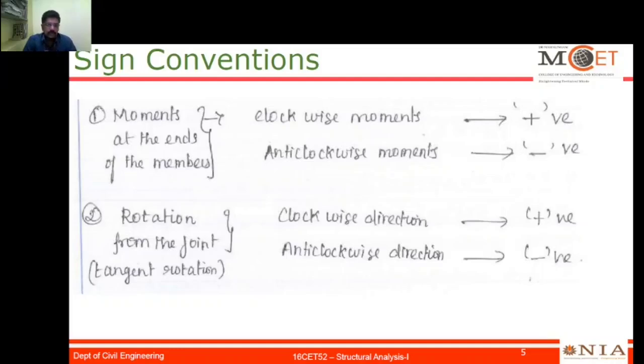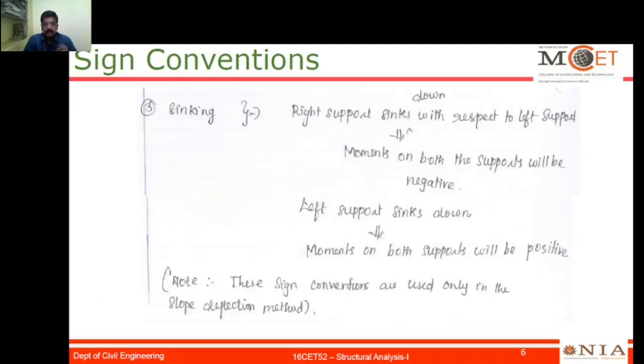Rotation means the joint rotation. Even for joint rotation, if there is clockwise rotation, then we will consider it as positive, and if it is anti-clockwise rotation, then it will be considered as negative. Next is sinking. Sinking means going down. In some problems we will have a condition that in a frame, one support will hold its position, and the other support will either go down or go up.